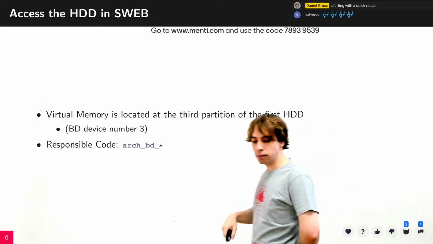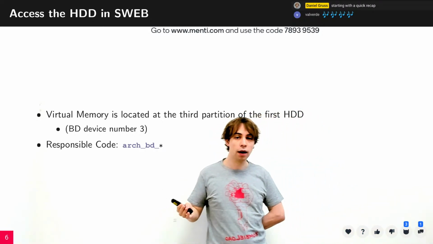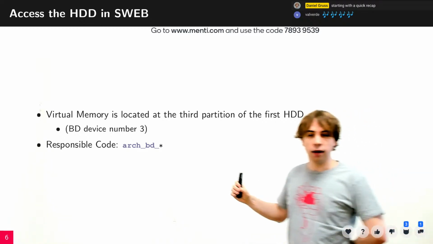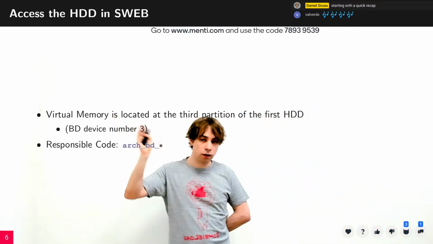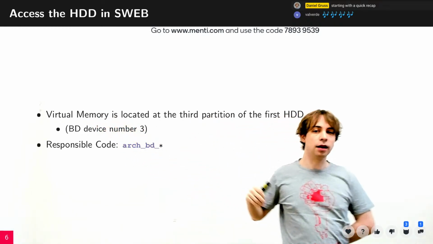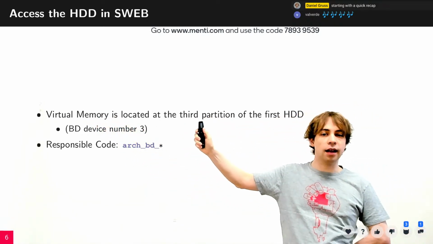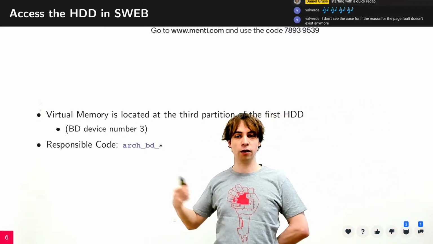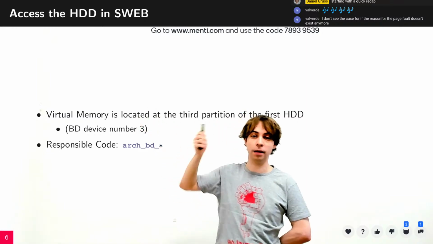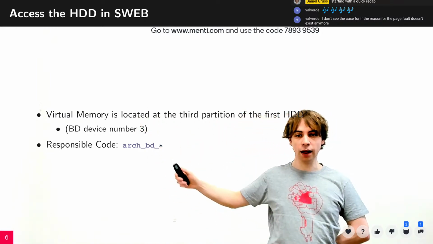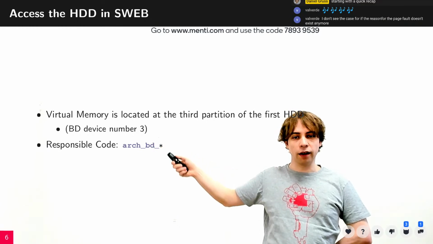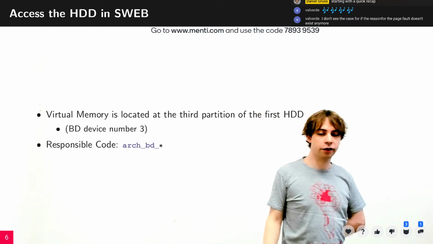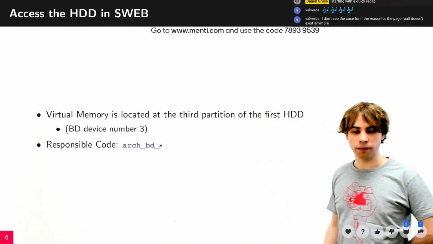The other part for swapping is that we need to write to the disk. The swap device, here it says virtual memory, but we mean the swap device here, is located at the third partition of the first HDD by default in your swap. Right? We're talking about the exercise here, so this is specific to swap. And the block device number is 3, and the responsible code is in these Arch BD classes, Arch block device classes.